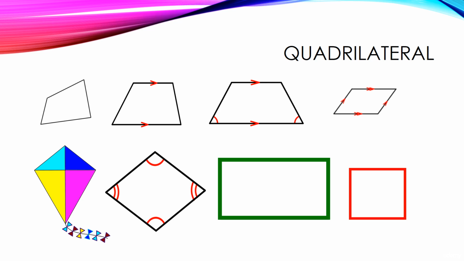GMATH deals with some polygons. Let's look at some kinds of polygons. A quadrilateral is a polygon with 4 sides or edges and 4 vertices or corners. Different kinds of quadrilaterals are trapezium, trapezoid, isosceles trapezoid, parallelogram, kite, rhombus, rectangle, square.